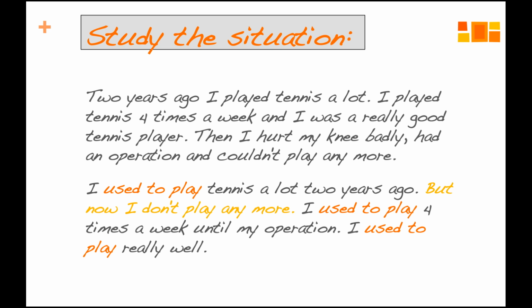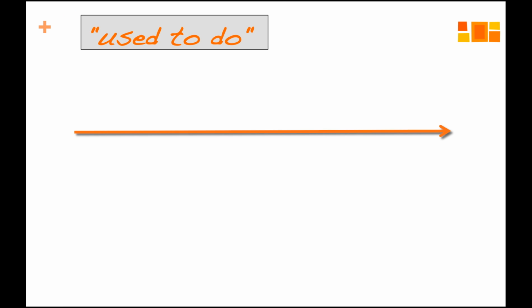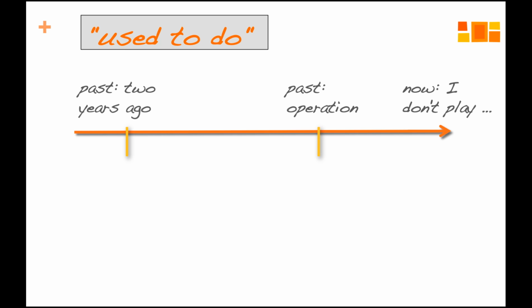In all of those sentences, used to is already fit in, and I will explain to you in detail now what used to actually means. This is your timeline and this is your now. And now is, in that situation, I don't play tennis anymore. At some point in the past, you had an operation because of your bad knee, and we go back even further into the past and say this here was 2 years ago. And when you say, I used to play tennis a lot, it goes in between those 2 points in the past.